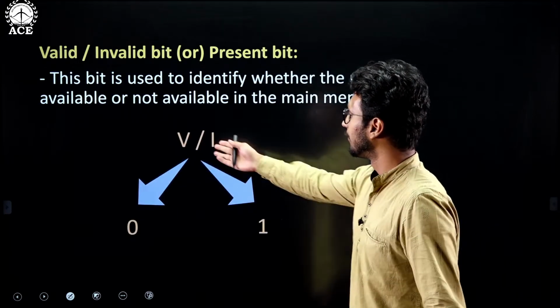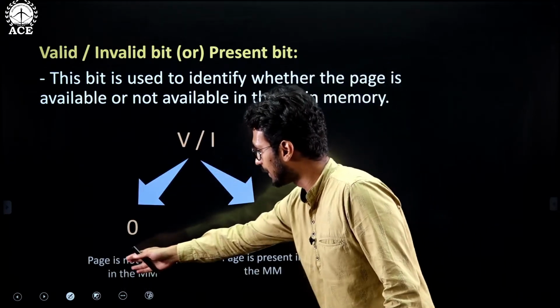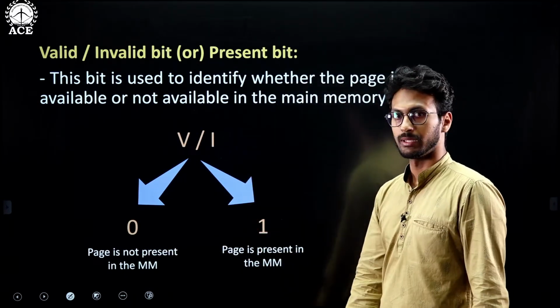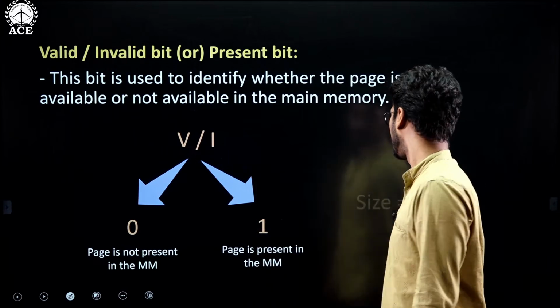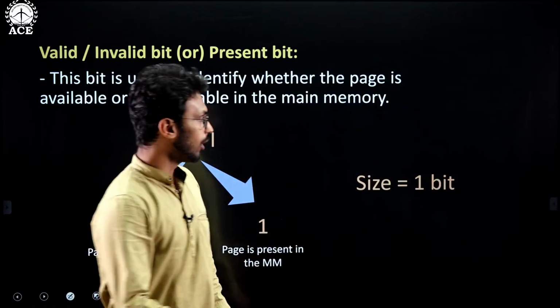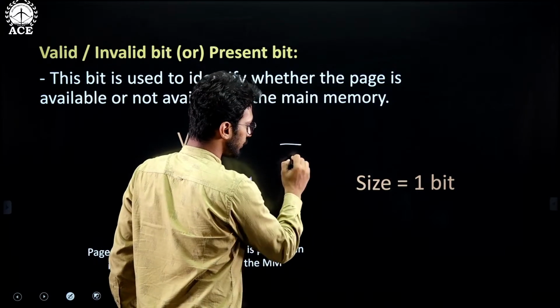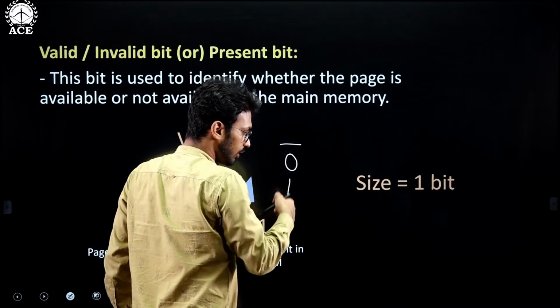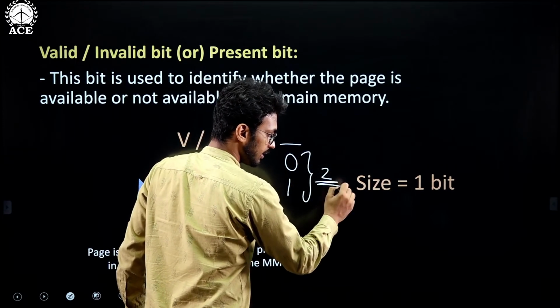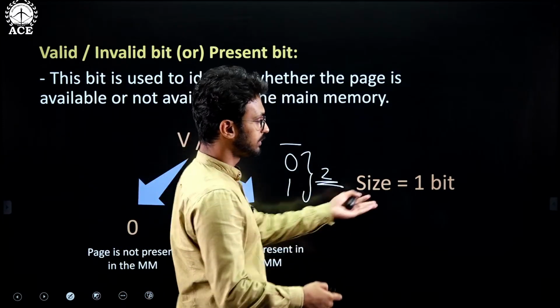See, very easy. Valid or invalid bit 0 means the page is not present in memory. Valid or invalid bit 1 means the page is present in the main memory. So what will the size be? 1 bit, because if you want to represent only 2 numbers, 0 and 1, 1 bit is sufficient. That is why the size is 1 bit.